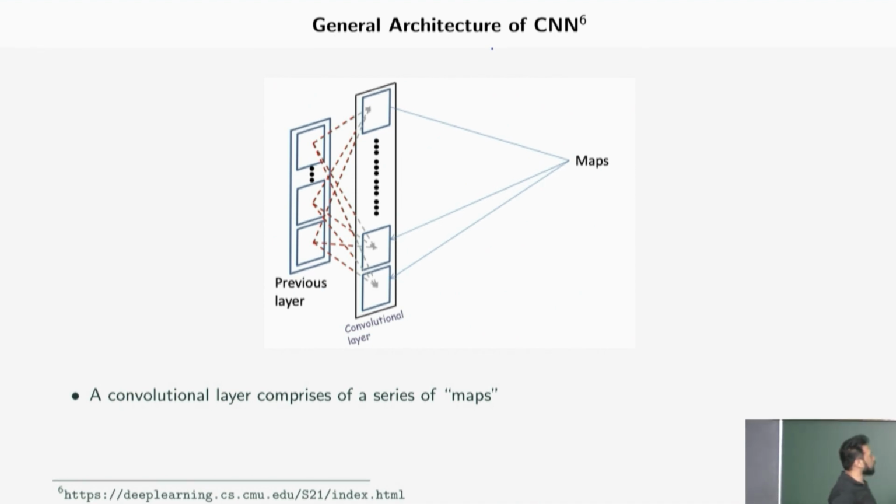Looking at it in a very generic way, convolution works like this: there is a previous layer, which could be the image itself, and there is a convolution layer.